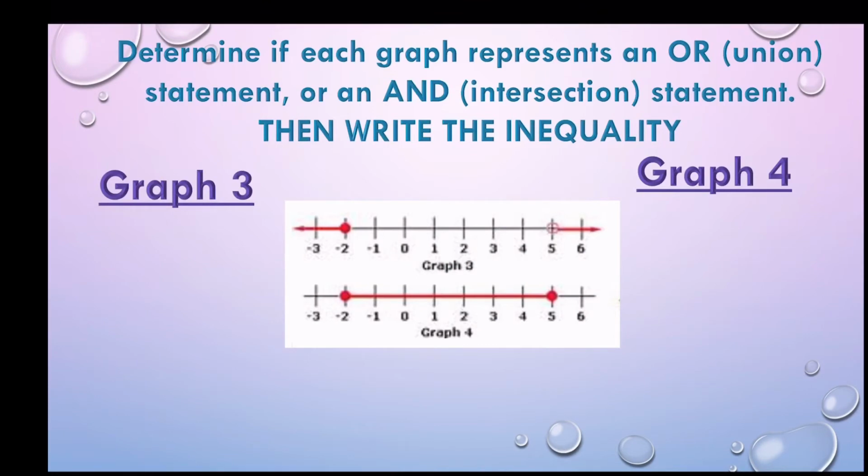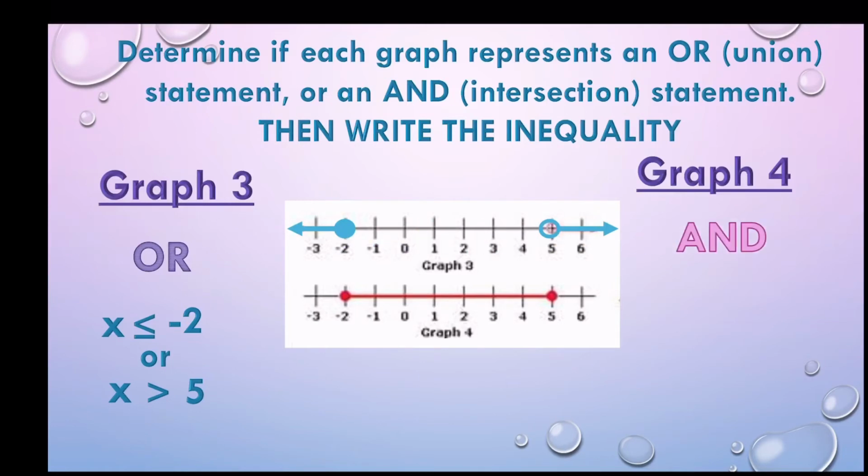So you should know that graph 3 is an or. We have a closed dot at -2, and it's shaded to the left, so it's less than or equal to. Okay, or, notice I typed the word or. Then we have an open at 5, and it's shaded to the right, so that it's greater than. That right there, that's your answer.